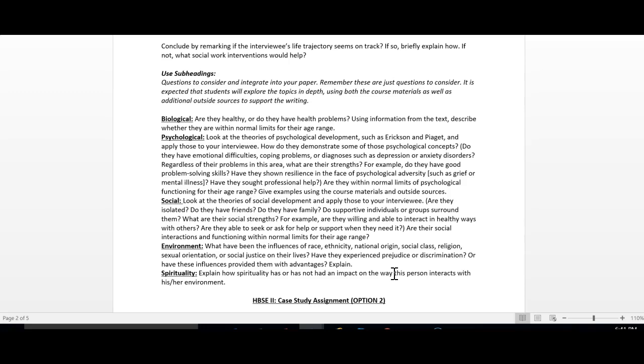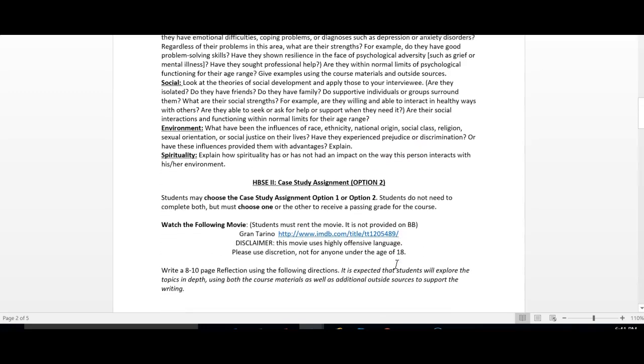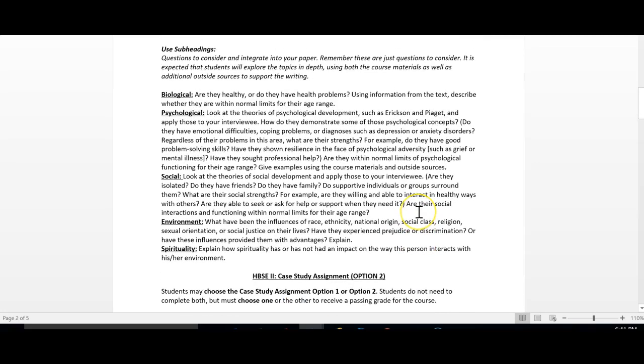But if this person was when they were younger, as you will learn in the course after reading the materials and watching all the videos, you will see that biological issues typically only come about in certain circumstances at certain ages and in certain situations. So that's just an example. Same thing with psychological issues, social issues, environmental, spirituality. So you are making an overall assessment of this person.